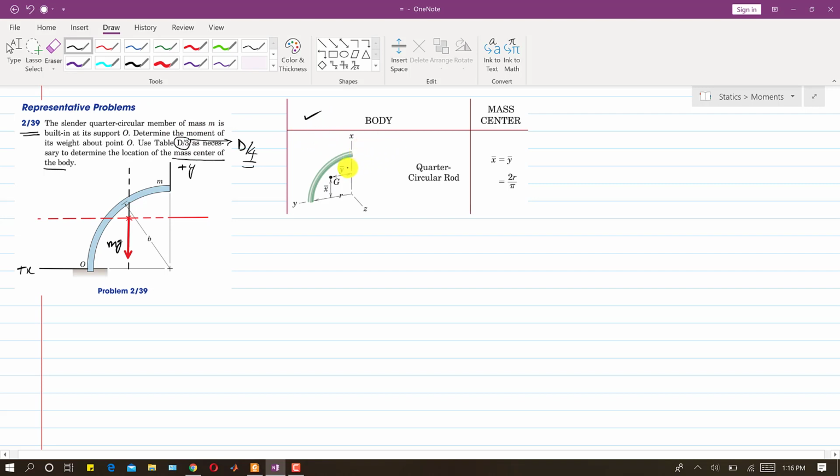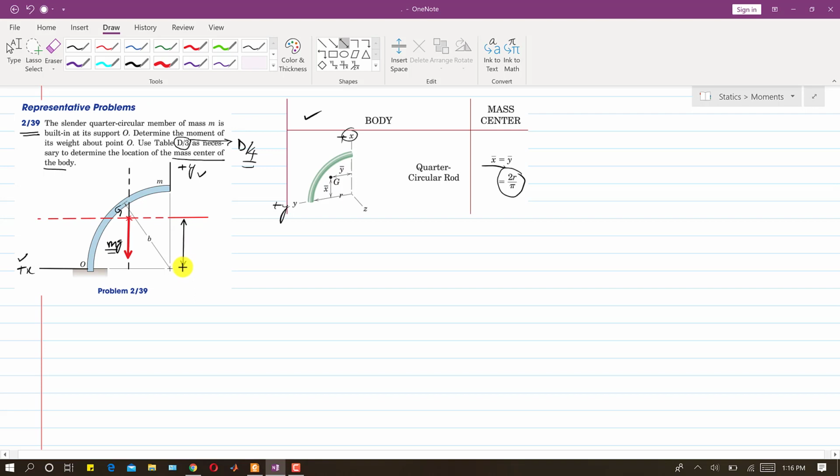In the D4 table it is said that if we have this quarter circular rod, then its center of mass G is at a distance of 2r divided by pi. If this is the positive x-axis and this is the positive y-axis, this is the point G, and both distances are equal to 2r divided by pi. I have also drawn the positive x-axis, the positive y-axis and the point G, and this will be the weight of this quarter circular rod.